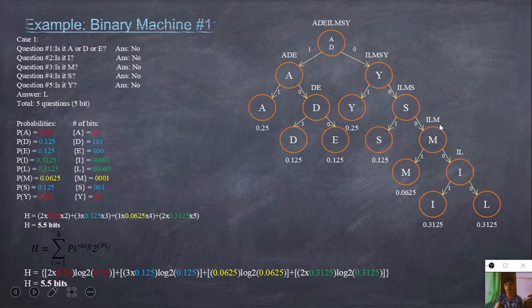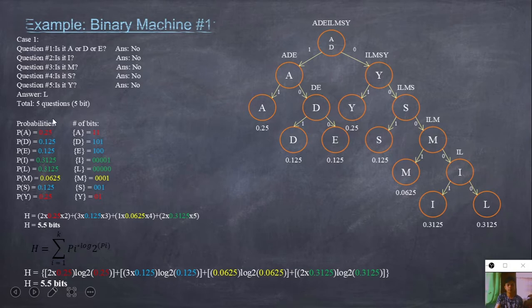And for 0 or not, we will use another variable which is M. So M is predicted as yes or 1. So M is represented. For not, we'll use another variable which is I. So I is predicted as 1. So I is predicted. And then for not, predicted as L. So L is the answer for this binary machine.